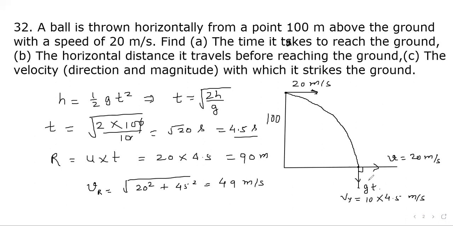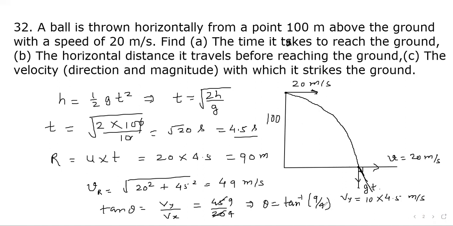Now we want to find out the angle. For the angle, we write tan theta equals Vy divided by Vx. Vy is g t, which is 45, divided by 20, which is 9 by 4. So theta equals tan inverse 9 by 4. If we evaluate it, it will be around 66.04 degrees, and this can be done by using a calculator.